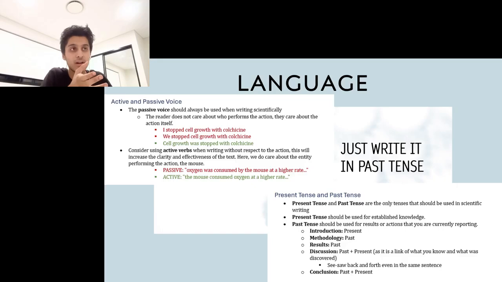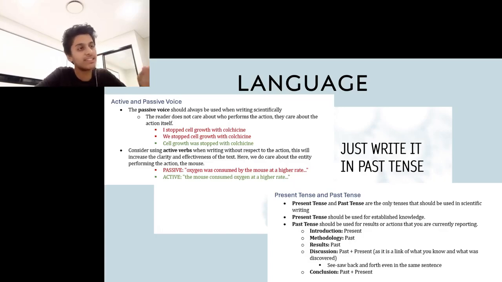So when you talk about cell growth and things like that, the better one would be "cell growth was stopped with." Here we're only focusing on the action. We don't care about the person that performed the action. So that's something you want to use. Now, if you want to make it sound more succinct, you can also consider using active verbs. "Oxygen was consumed by the mouse at a higher rate." See, that takes up more words, but if you use active verbs, you can say "the mouse consumed oxygen at a higher rate."